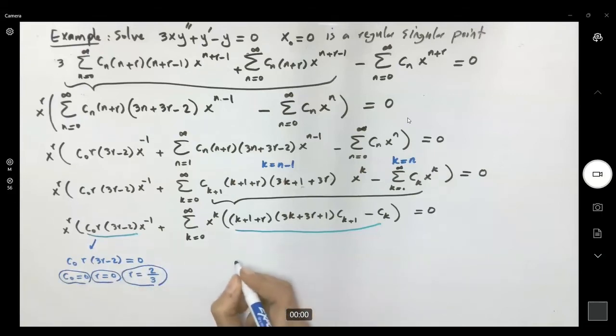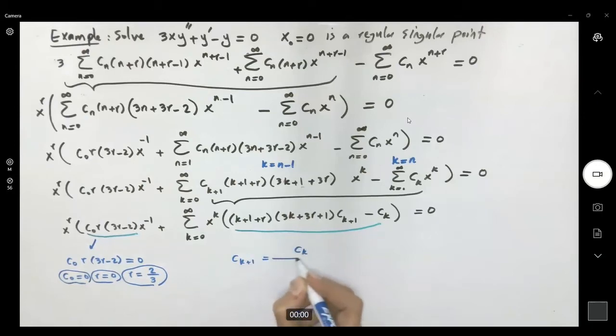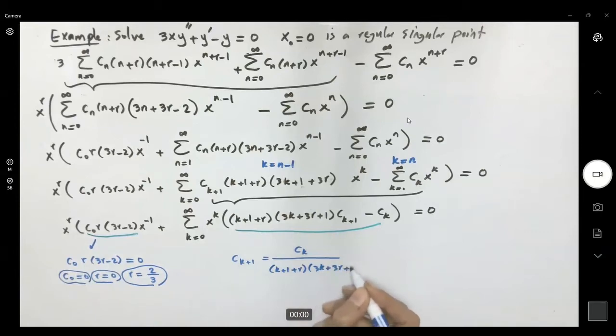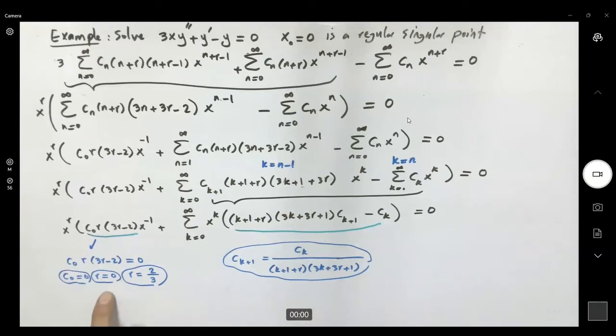So far, we have this information. From this, we have c sub k plus 1 equals c sub k divided by this multiplication, k plus 1 plus r, 3k plus 3r plus 1. Very good. What are we going to do? We're going to start by plugging in 0 for r, and then plugging in 2/3 for r in this recursive relation. See what we have.